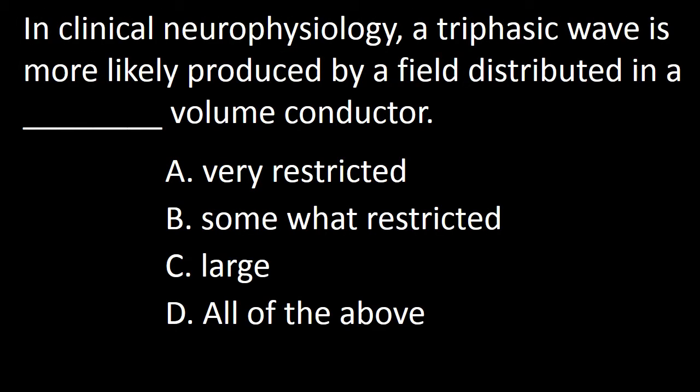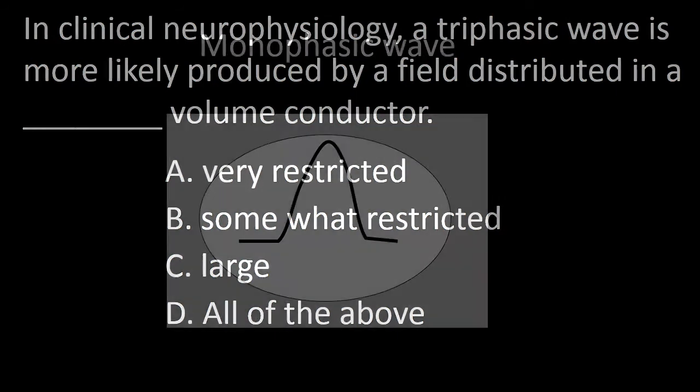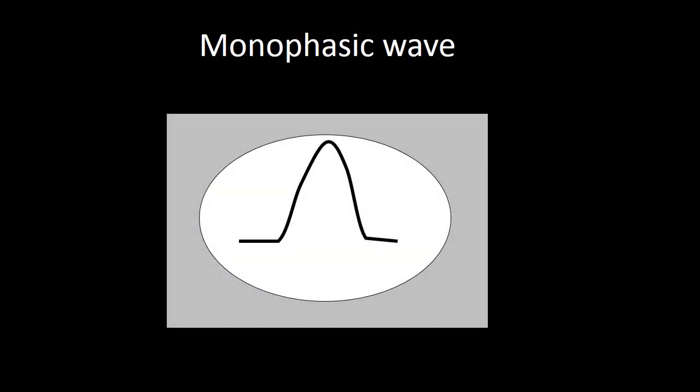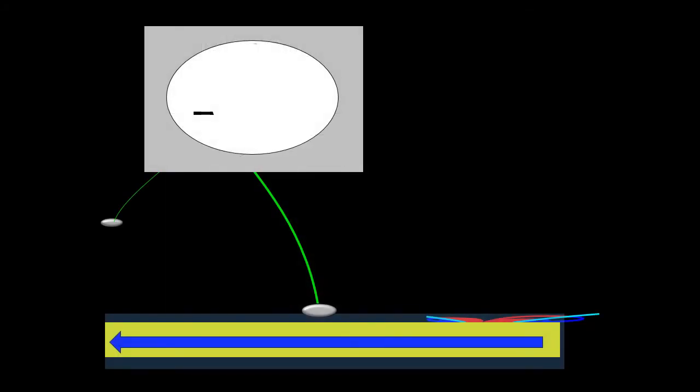Next question. In clinical neurophysiology, a triphasic wave is more likely produced by a field distributed in a dash volume conductor, and the options are A, very restricted, B, somewhat restricted, C, large, D, all of the above. This wave is a monophasic wave. A monophasic wave occurs when an electrical field is confined to a very restricted volume conductor and the reference electrode is at a distant neutral site.